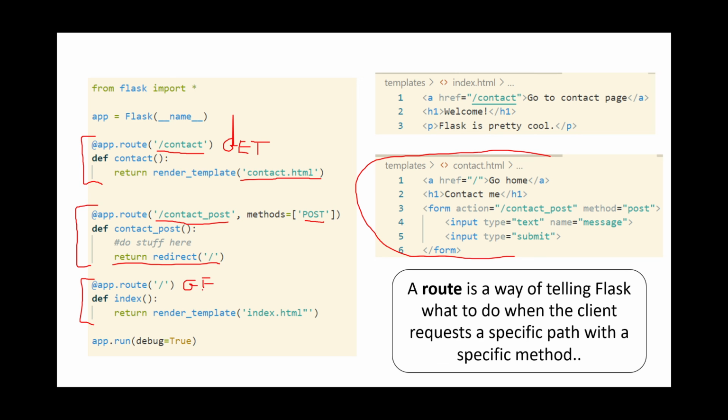So if the browser ever visits the main page with a path that is just /, so just the main page, then it will get this index.html file. So it will get this file. Flask will fetch this file and return this file to the browser.